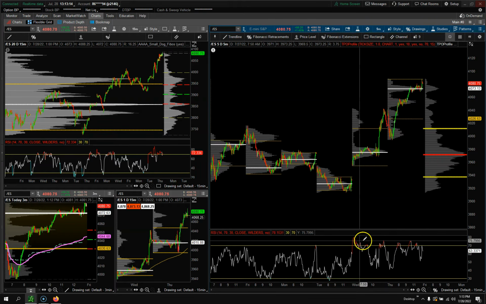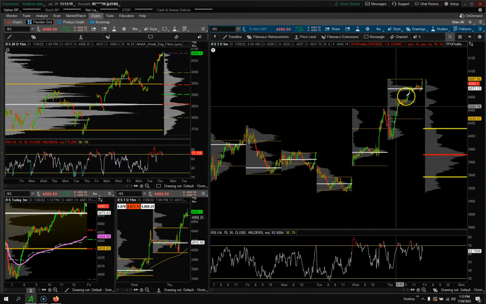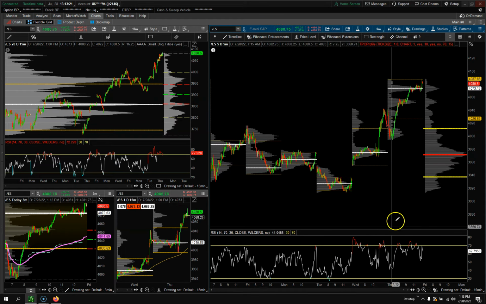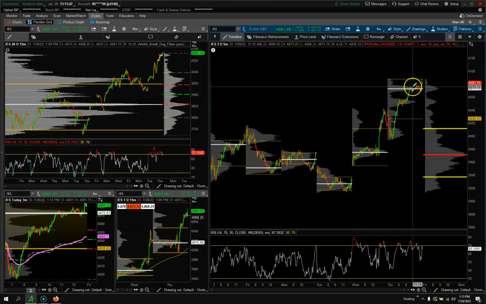Now, we also have RSI. I'm able to look for potential divergences, things like that, and overbought, oversold levels. Look at this. We made new highs, but look at the divergence that we have on this move.